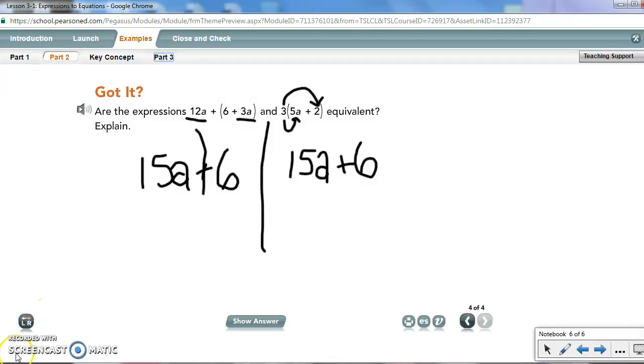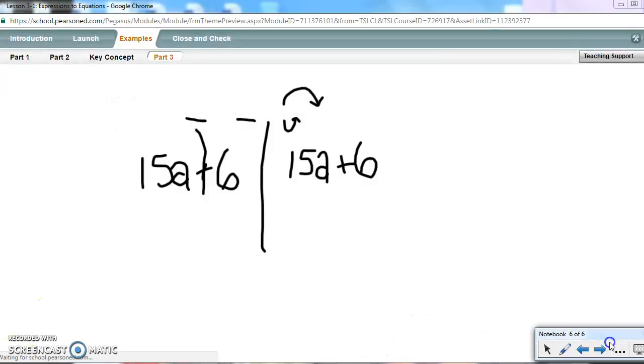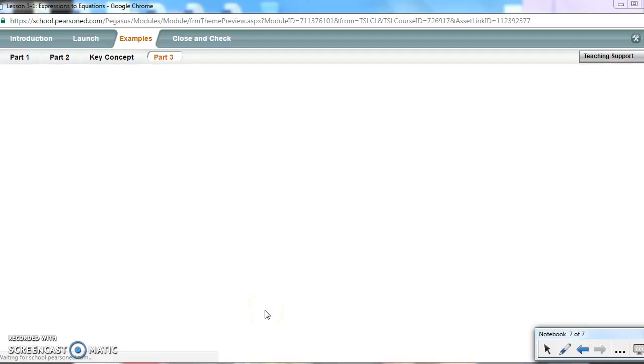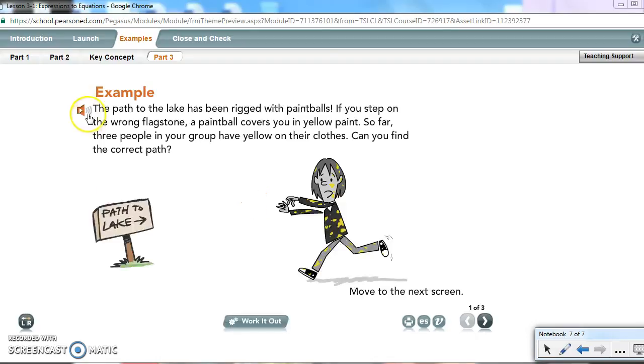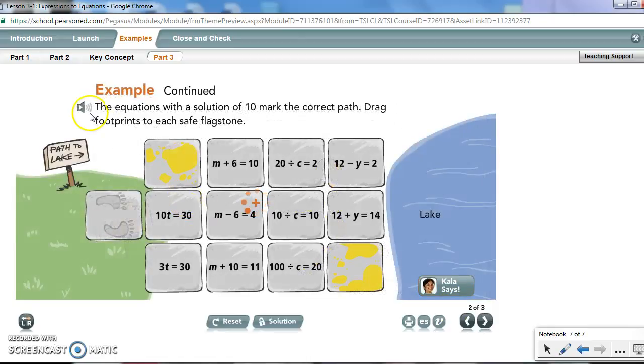On to part 3. The path to the lake has been rigged with paintballs. If you step on the wrong flagstone, a paintball covers you in yellow paint. So far, 3 people in your group have yellow on their clothes. Can you find the correct path? The equations with a solution of 10 mark the correct path. Drag footprints to each safe flagstone.